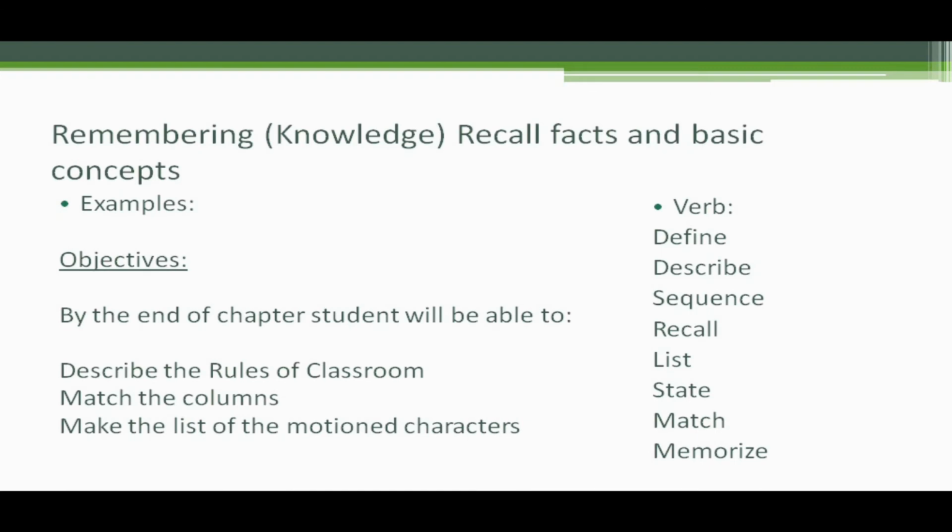Let's further elaborate Bloom's taxonomy. The first stage is remembering. Remembering means acquiring knowledge. Here, the learner recalls the facts and basic concepts.